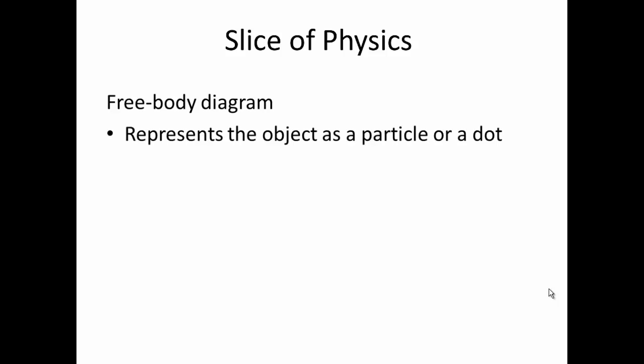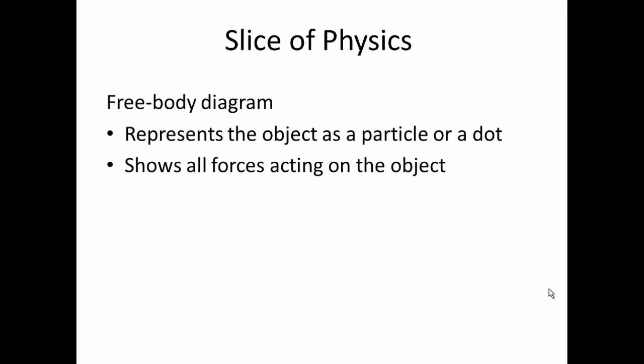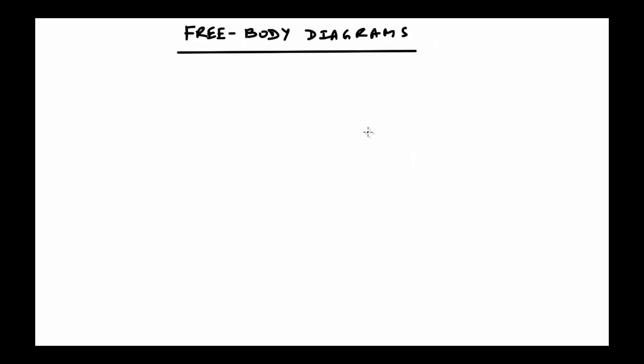We are now ready to discuss free body diagrams, which is an important tool in solving motion problems in physics. Essentially, a free body diagram represents our object of interest as a particle or a dot and shows all the forces acting on the object as vectors. Seems pretty simple, but it takes some practice to get this method down. So let's get started with some examples.